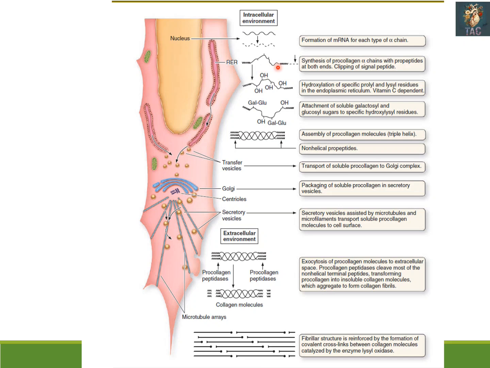The next step is the hydroxylation of the alpha chain, and the next step, the fourth step, is the glycosylation of the alpha chain.